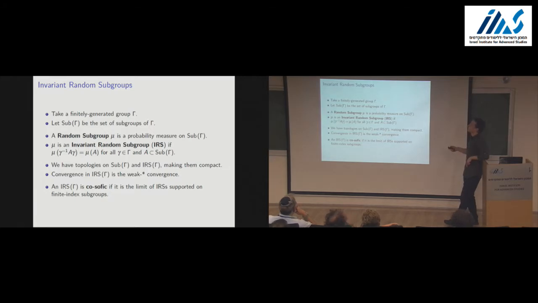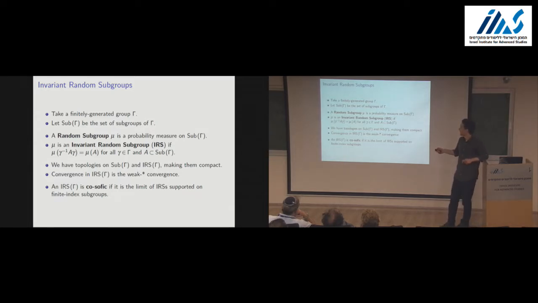The second thing, I want to explain what an IRS is. So it's invariant random subgroups. If I do it just for finitely generated groups, take some finitely generated group gamma and consider the space Sub gamma. This is just the space of all subgroups of gamma. A random subgroup is a probability measure on Sub gamma.